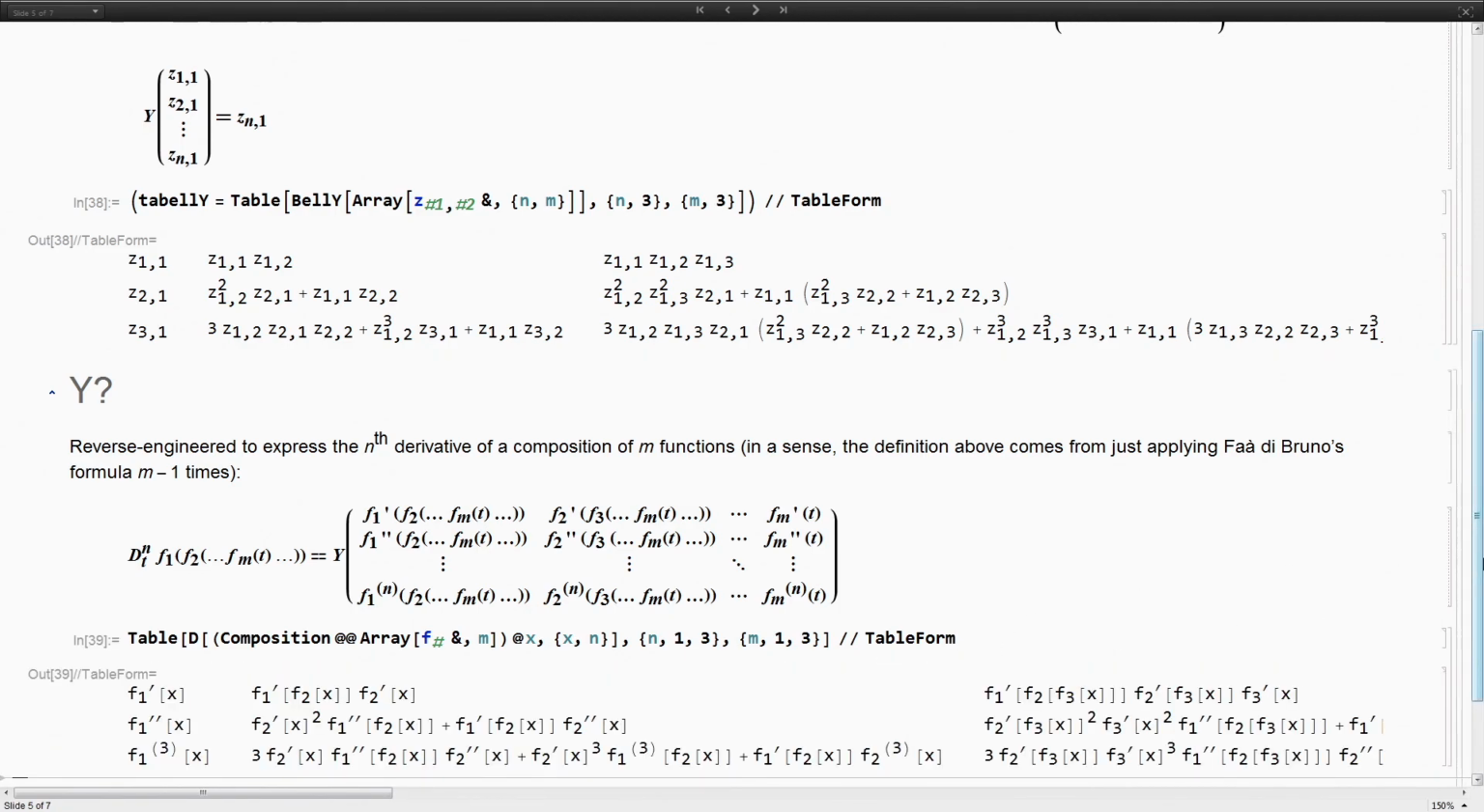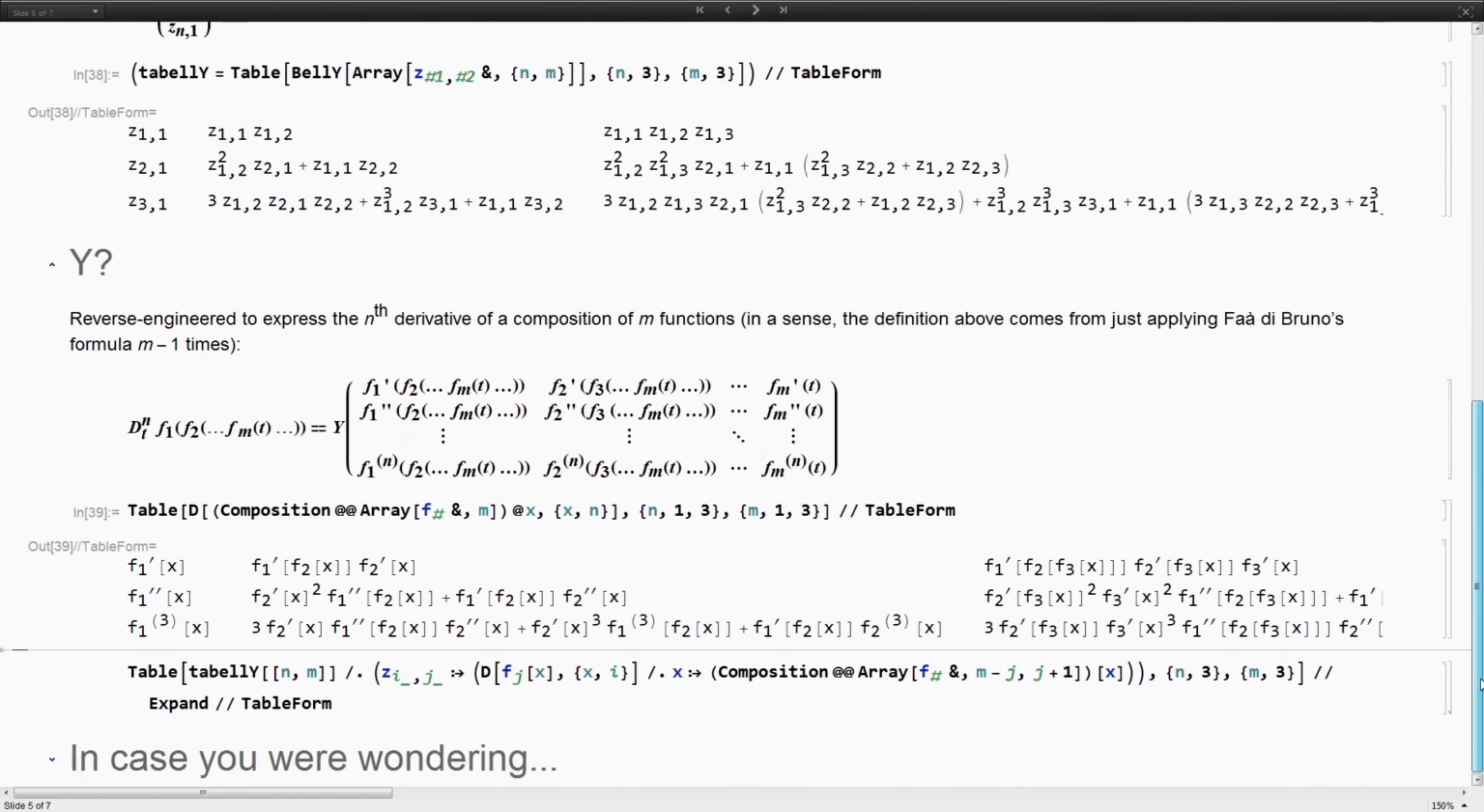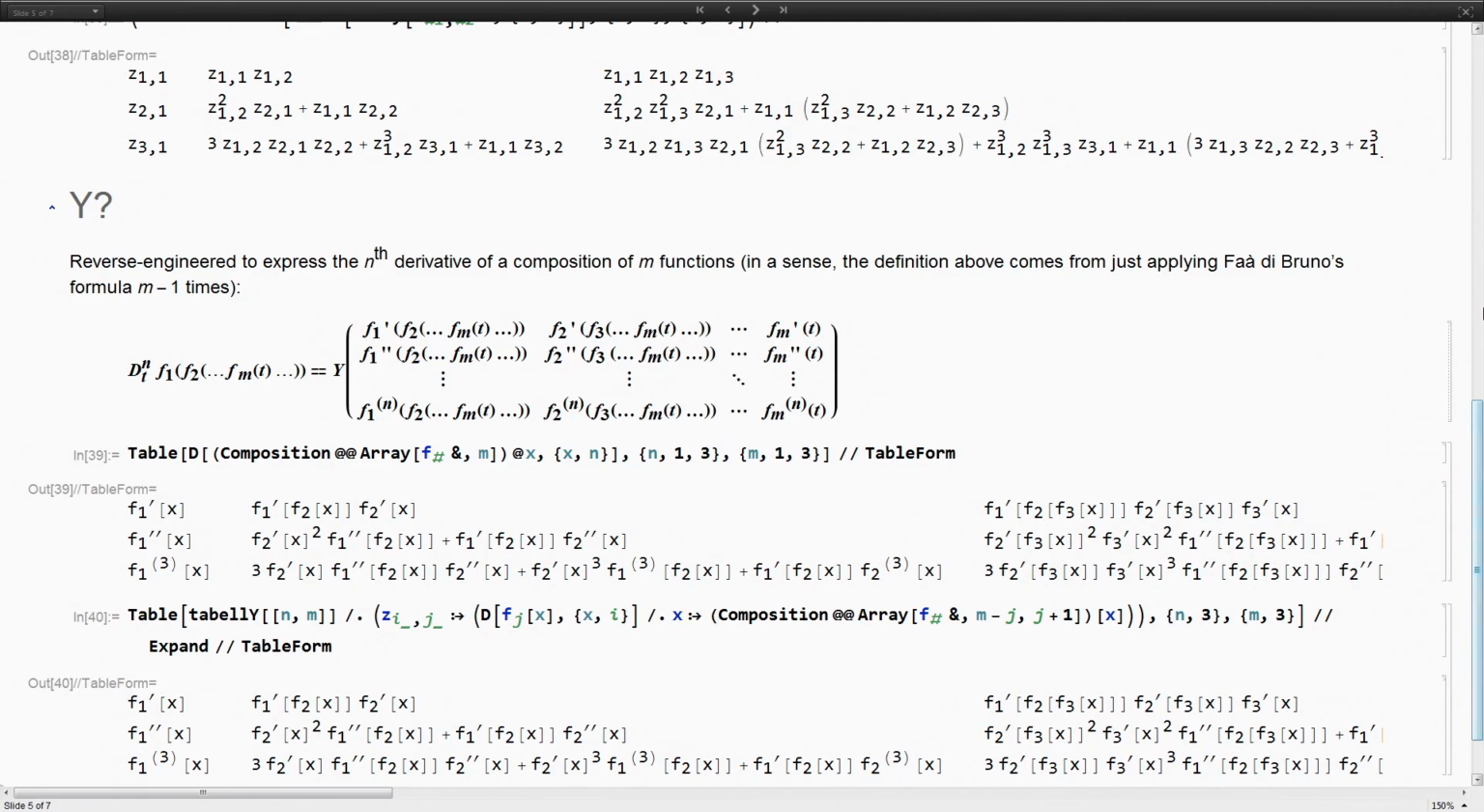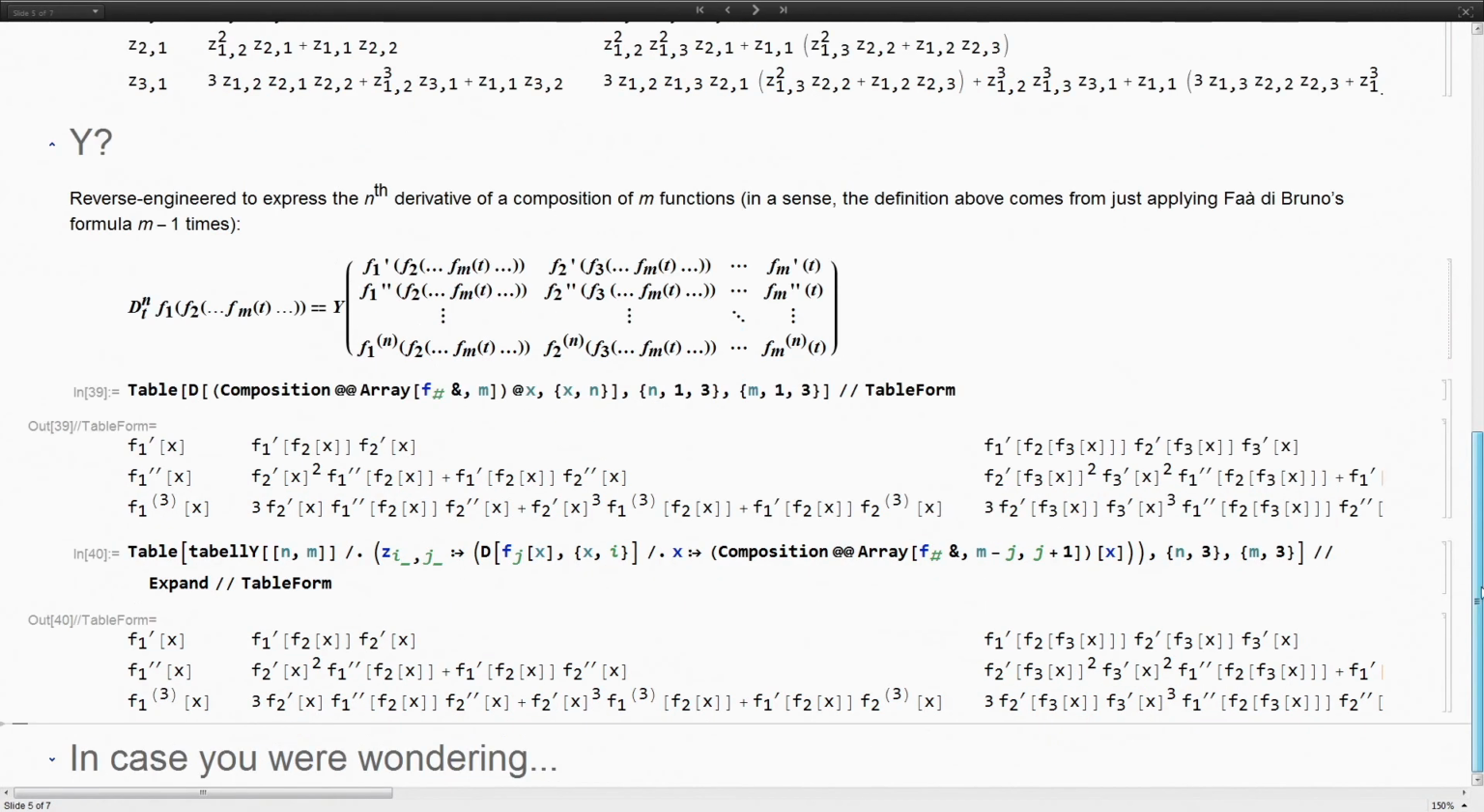Here we make a table by doing our straightforward higher order derivative using the D function. And then using these generalized Bell polynomials, we get the same thing for these higher order derivatives of compositions.